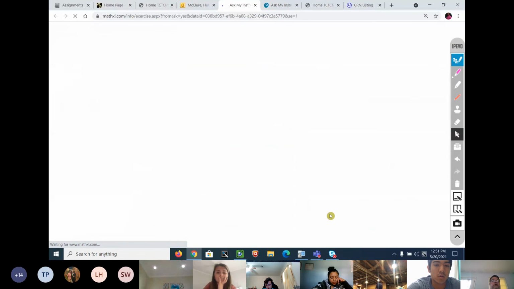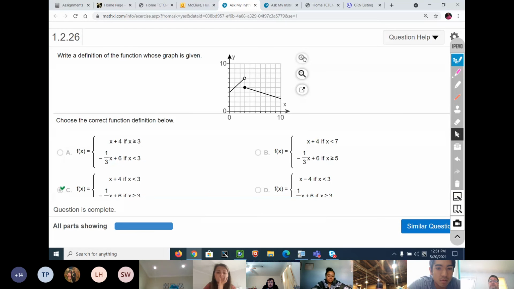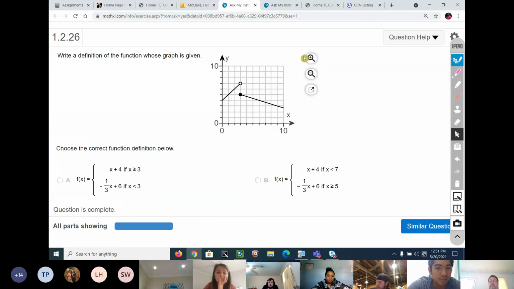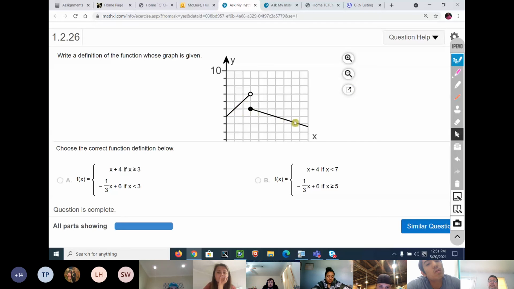Okay, this one says, write a definition of the function whose graph is given. First of all, do not look at this down here. You need to focus on the graph, so you need to blow it up as big as you can. You need to find an equation for this line, and you need to find an equation for this line. Go ahead and do that.